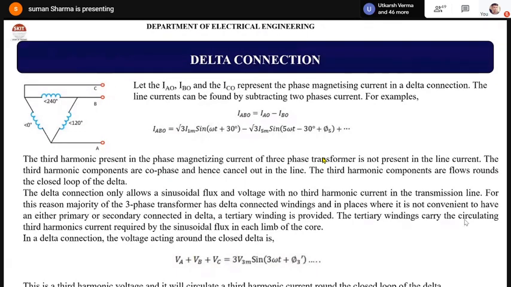The tertiary winding will carry the circulating current. Third harmonic current is required by the sinusoidal flux in each limb of the core. In delta connection, voltage acts around the closed delta. KVL will be applied across the closed path. As we know, the sum of the voltages is 0. So VA plus VB plus VC will be equal to, we are getting third harmonic components only and others are cancelled out, 3 V3M sin(3 omega t plus phi 3). So third harmonic voltage will circulate the third harmonic current around this loop of delta.